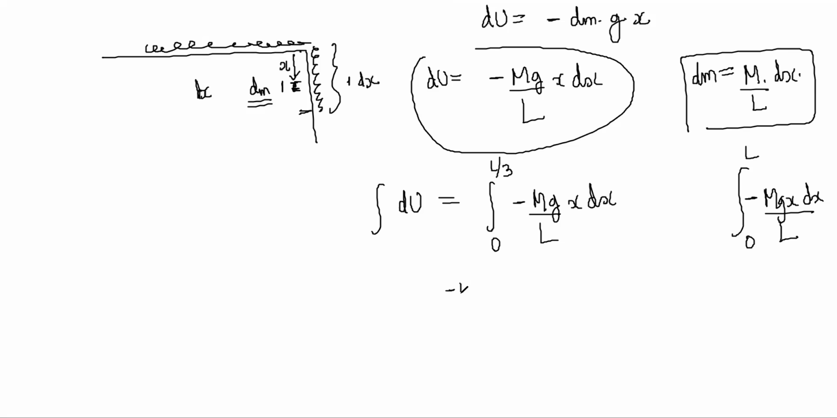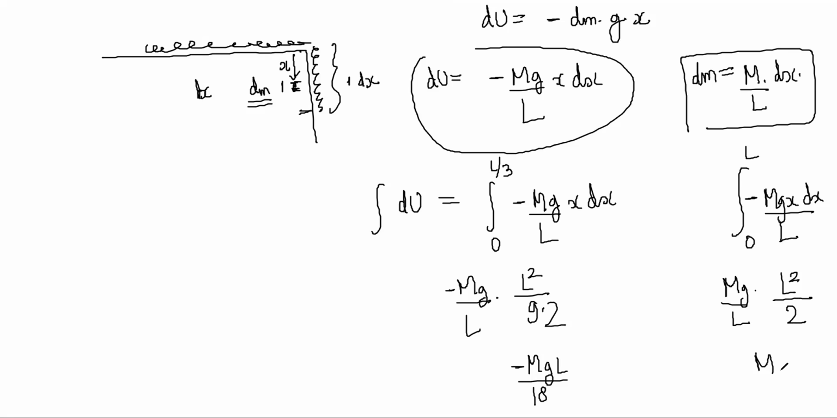So in this case, it will be minus Mg by L, x square by 2, so L square by 9, right? So minus MgL by 9 is x square by 2, so 9 into 2, 18. So minus MgL by 18 is coming, and here it will be Mg by L and L square by 2, right? So MgL by 2 is coming here. So it's the same calculations. This is negative also. Same calculation, same values will come, right? And you will get the 4 by 9 MgL answer for the kinetic energy.